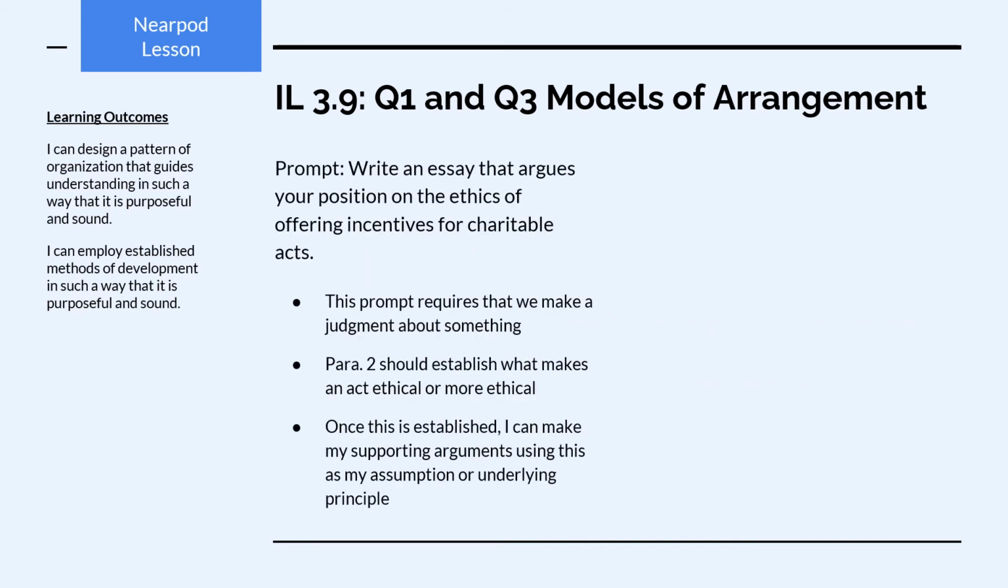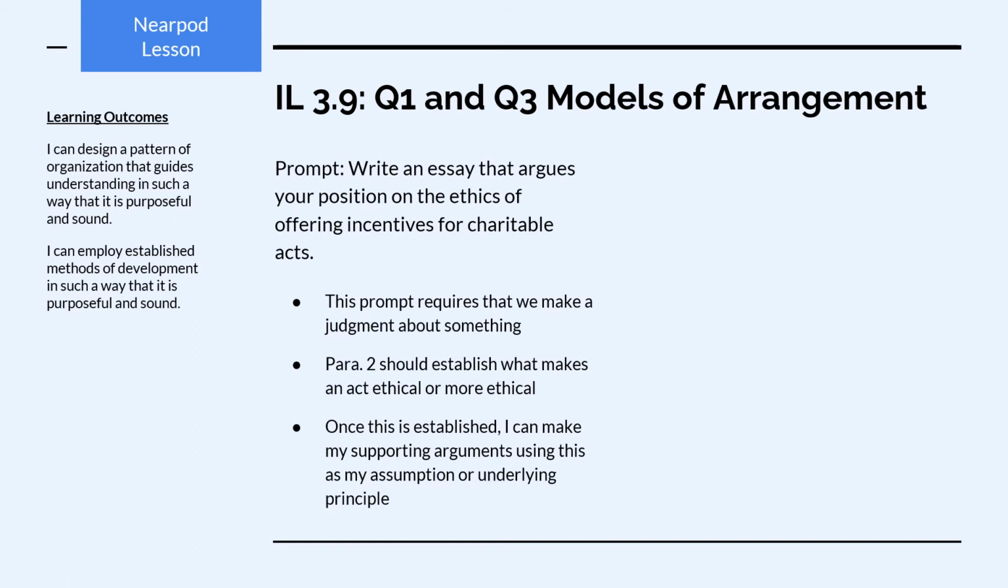Let's take a look at an example of how I might approach that second paragraph in a couple of different familiar prompts. This one should be familiar to you. It's the first Q3 that we wrote back in quarter 2. It asks us to write an essay that argues your position on the ethics of offering incentives for charitable acts. This is a real hit or miss essay, and I think that if you guys had a chance to write this one over again, you'd do a lot better with it.